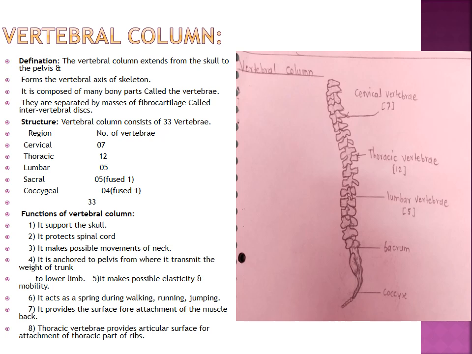Then second is the vertebral column. It is a column present on the back side. There are vertebrae which are irregular in shape, and there are a total of 33 vertebrae in the vertebral column, of different types according to location: cervical 7, thoracic 12, lumbar 5, sacral and coccygeal 1 each in number. The function of the vertebral column is to support the skull, protect the spinal cord, and enable all the back movements, and it helps in lower limb movements like walking, running, jumping.